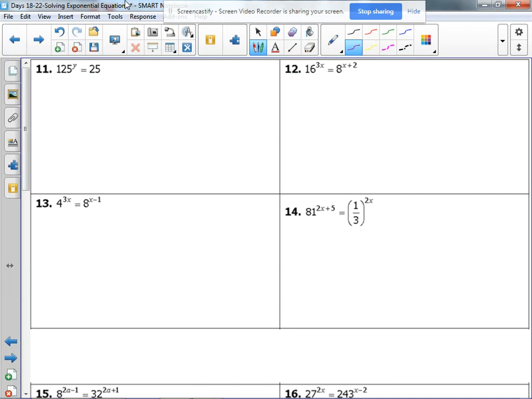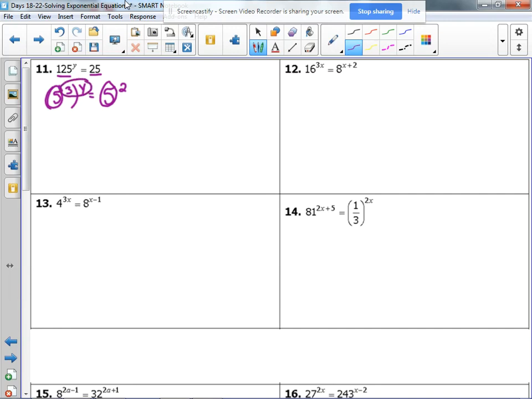We need to find a base for both 125 and 25. Well, the easy thing is, if it ends in 5, guess what the base is? 5, okay? 5 cubed is 125. 5 squared is 25. So just like we were doing yesterday, except we're replacing both sides. 5 cubed is 125, 5 squared is 25. We've got the same base, so now we can set the exponents equal.